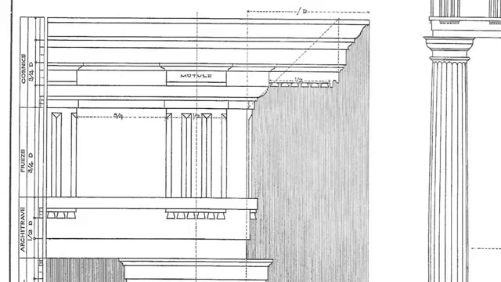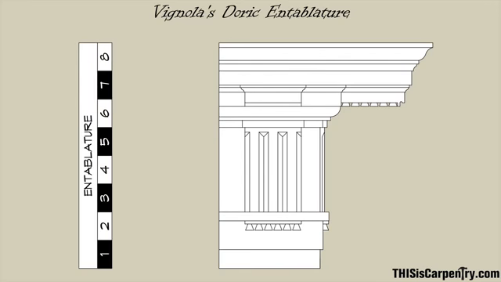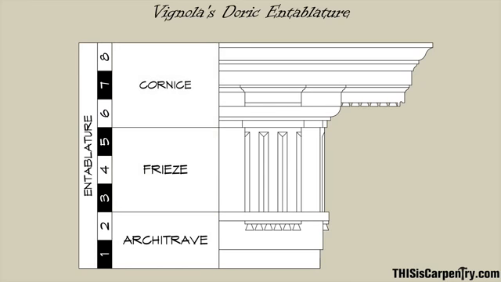For example, once the height of the entablature is determined, the first step is to break it down into an equal number of parts that corresponds with the number of diameters used for the column's height. In this Doric example, that means 8 parts. He gives 2 parts to the architrave and 3 parts to both the frieze and cornice.